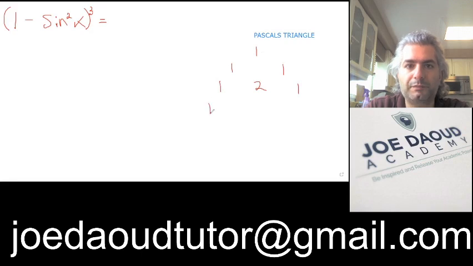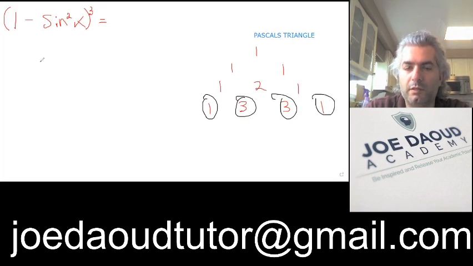So we can continue. Again, the fourth row would be a 1, and then 2 plus 1 is 3, then again 2 plus 1 is 3, and then again the outside boundary is a 1. Now we know that the starting row is n equals 0, so that's when your power is 0. The second row would be n equals 1, the third row would be n equals 2, and then the fourth row would be n equals 3. So we're going to be using the fourth row, which represents n equals 3, which is the binomial to the power of 3.